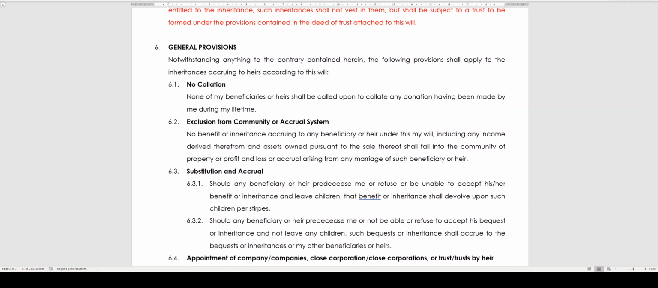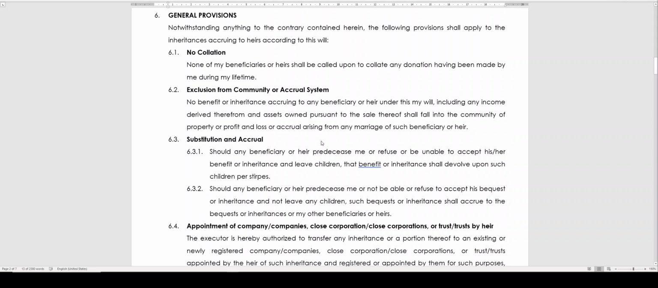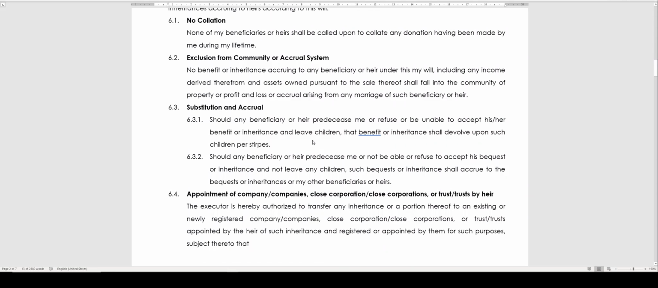General provisions. Firstly, no collation. Now, any donations to beneficiaries who are inheriting in equal shares in terms of the will are to be deducted from their inheritance in terms of our law, except if your will stipulates otherwise. Now, as most people do not want the donations to be deducted, we add this as a standard clause in our wills.